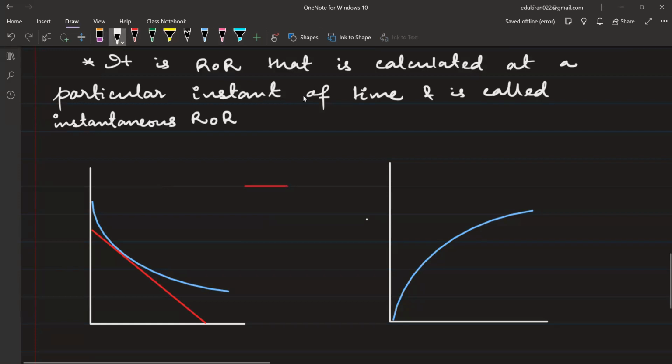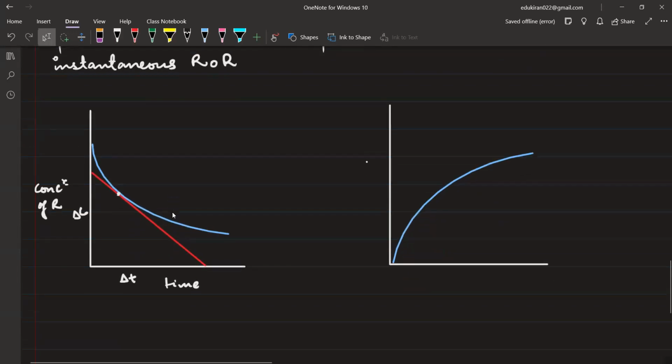Please यहाँ पे देख लीजिए जरा. In the case of reactant, concentration of reactant, here you will be having time. And I want to measure the rate of reaction at this particular time. So what I am going to take? I am going to take the tangent, and this will give me the delta C. This will give me the delta T. Okay. And rate, the instantaneous rate will be equal to, am I audible? Yes, sir.